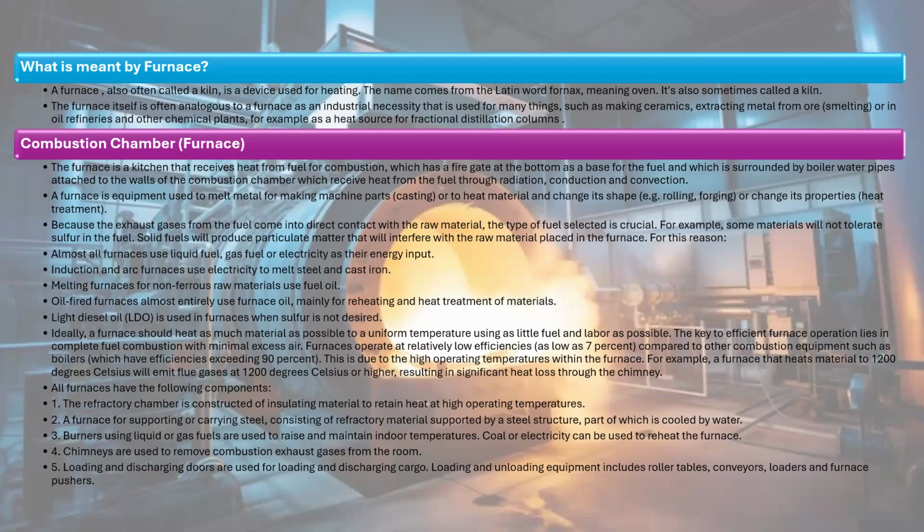Furnace equipment is used to melt metal for making machine parts, casting, or to heat material before the change is set, e.g. rolling and forging, or to change its properties, heat treatment, because the exhaust gas from the fuel comes into direct contact with the raw material.